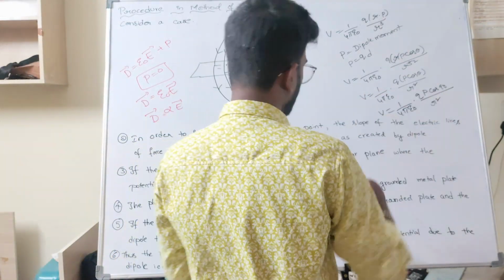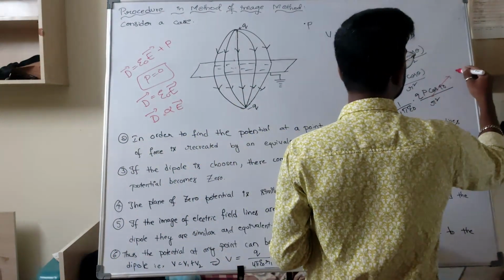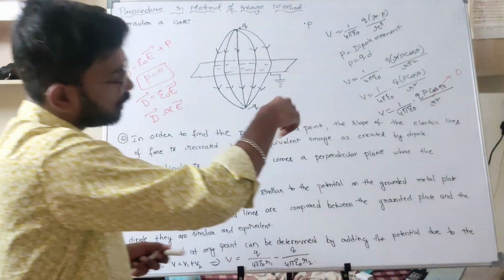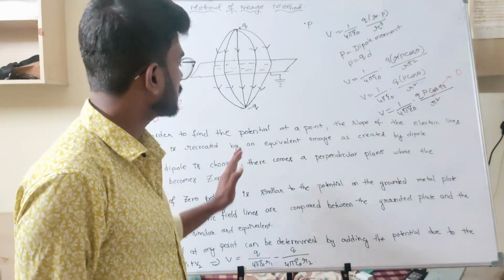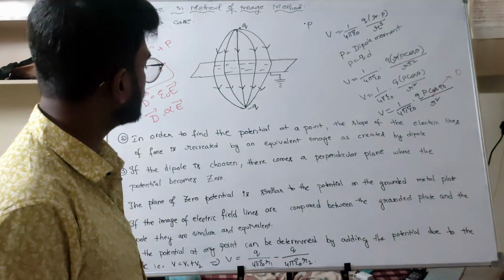Cos 90 is equal to 0. Cos 90 is 0 now, so the potential V is equal to 0. That's the meaning of this statement. There is a creation of a perpendicular surface where the potential is 0.